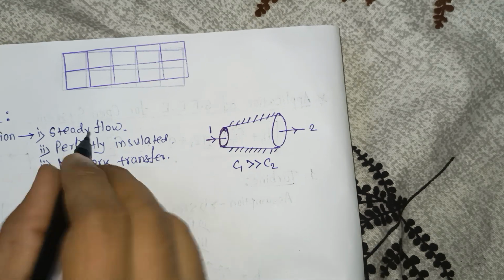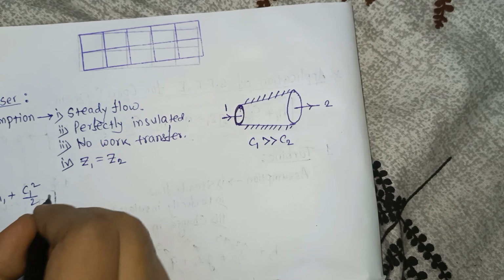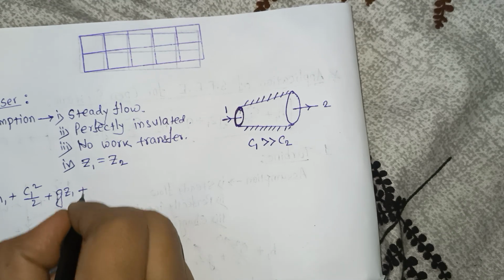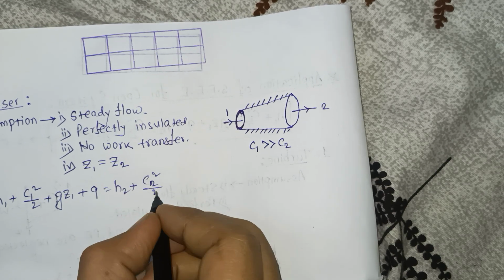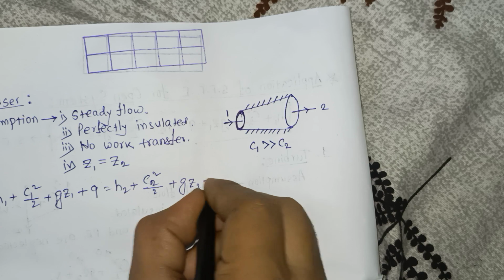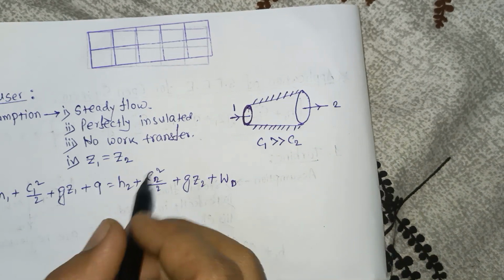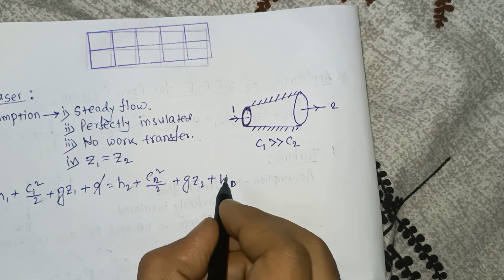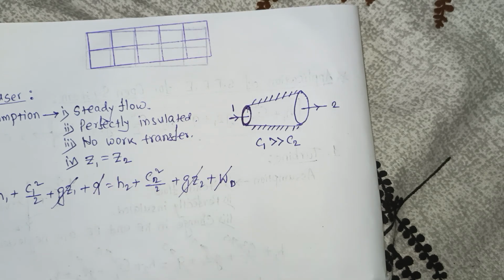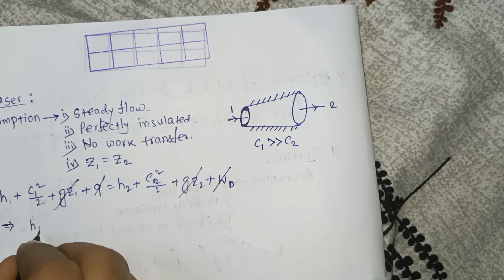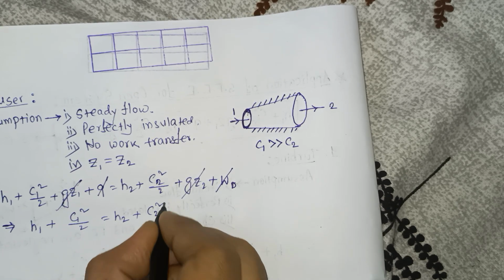Okay, now apply the steady flow energy equation: H1 plus C1 square by 2 plus g Z1 plus Q equals H2 plus C2 square by 2 plus g Z2 plus W of diffuser. Now perfectly insulated means Q equals 0. No work transfer, so W cancels out. And Z1 equals Z2, so g Z1 and g Z2 cancel out. So from this you can say that H1 plus C1 square by 2 equals H2 plus C2 square by 2.